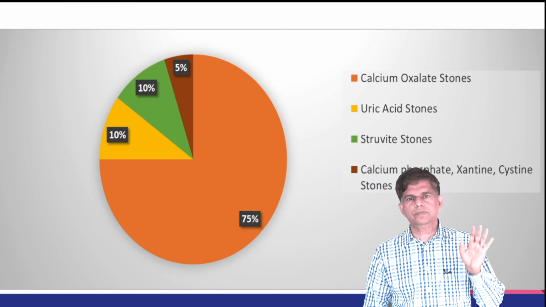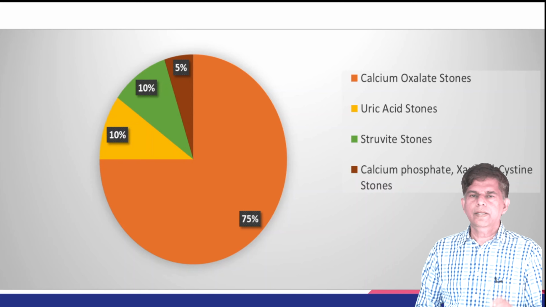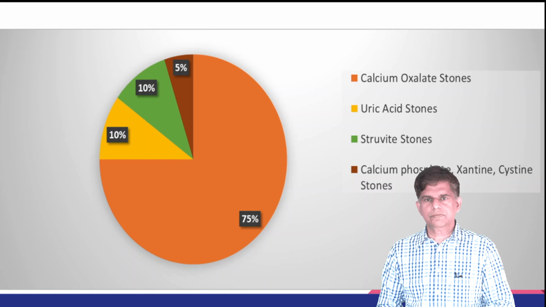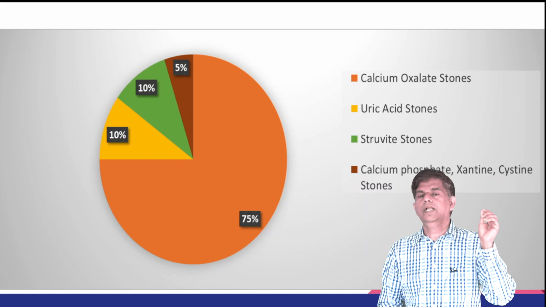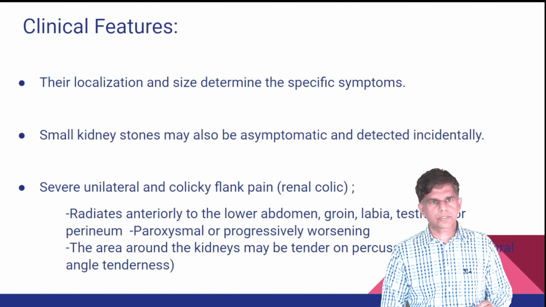Now, nice picture, kind of clearly says 75% calcium oxalate stones, okay? Most common stone is calcium oxalate, remember. Least is calcium phosphate. Everything is good to know, like what's the most common. So calcium oxalate stones, if you want to remember something, very, very important, 75% is calcium oxalate stones, okay?